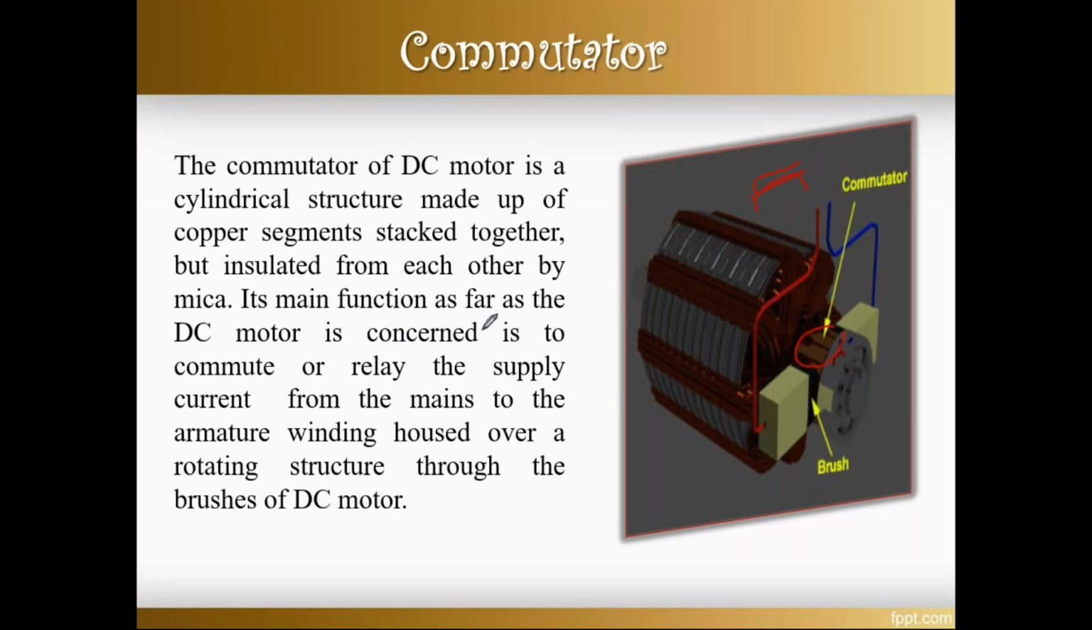Its main function in a DC motor is to commute or relay the supply current. Commute means to give, and it gives the supply and also cuts it off, so it can supply or disconnect. It acts like a relay. A relay acts as a switch, and by using a switch we can turn the supply on and off. Similarly here the commutator is used as a switch. It gives supply, and when it is not required it will switch off the supply.